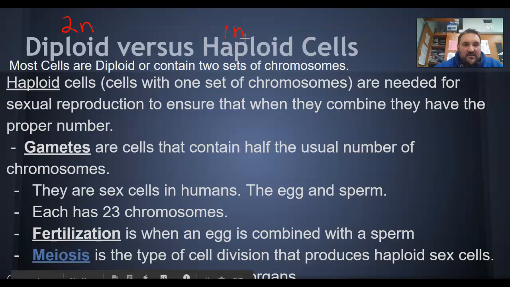Most of the time, your body cells are diploid. They have two complete sets. Haploid cells only occur in what we call gametes. Gametes are sex cells. Each gamete is going to be an egg or a sperm. Girls have eggs, men have sperm. Each is supposed to have 23 chromosomes, so that when fertilization occurs and that egg fertilizes the sperm, we go from 23 and 23 to a complete organism that has 46. Meiosis is the special type of division that's going to produce these haploid cells, and it only happens in the sex organs.